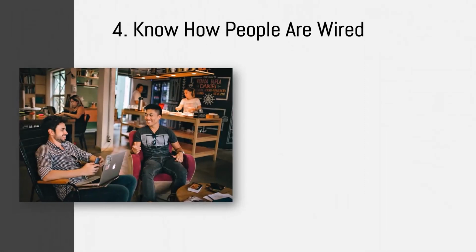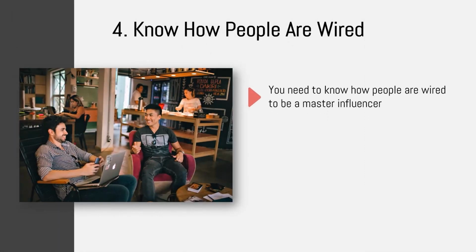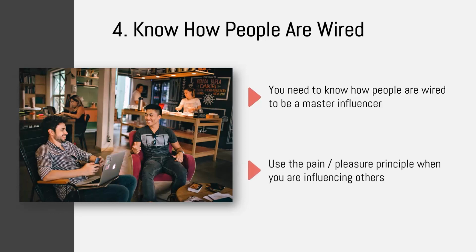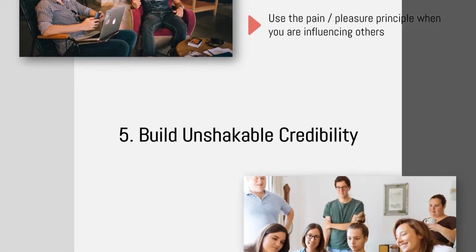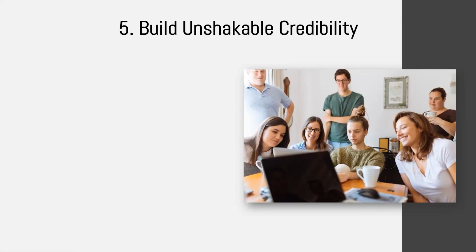4. Know how people are wired. You need to know how people are wired to be a master influencer. People have habits and beliefs, and it is possible to change these, but not easy. Always remember that people do not like being told that they are wrong. Use the pain-pleasure principle when you are influencing others. Remember that people will usually do more to avoid pain than gain pleasure. Bear in mind that most people don't know what they want, and you can use your influence to help them decide.